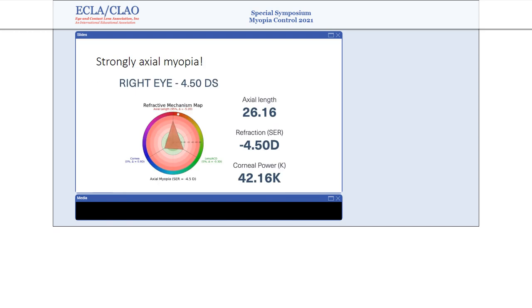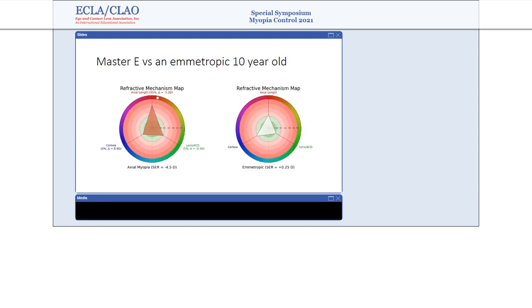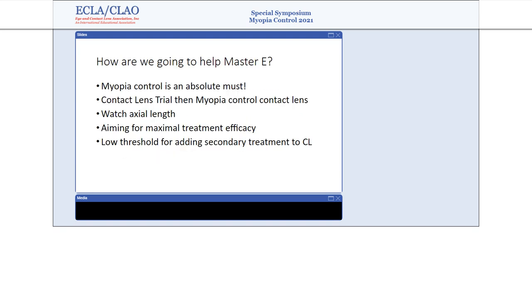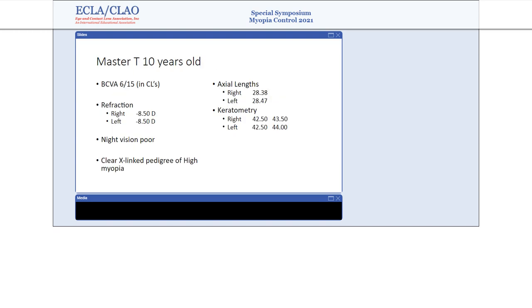With that same representation here, we can see in his case this triangle pointing straight to that. So he's getting more myopia generated from his axial length than anything else. And this is a comparison to an emmetropic eye, just showing the emphasis: this kid is a super axial myope. How are we going to help him? I think we're going to push the parents, if they weren't keen already, or I would just bully them into that. And we're going to start contact lens first with a very low threshold for adding a second treatment.